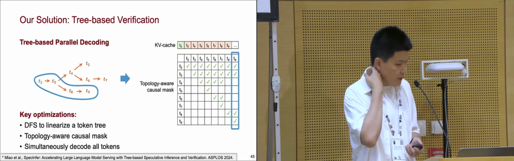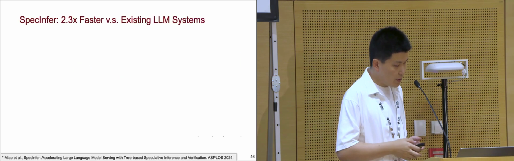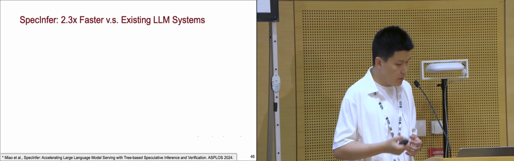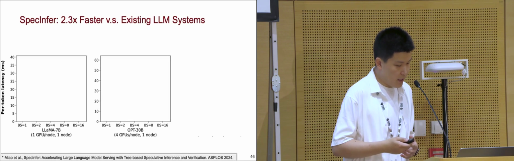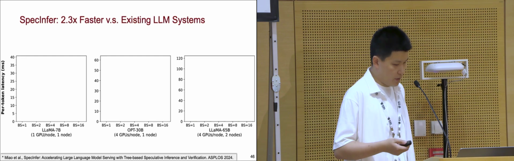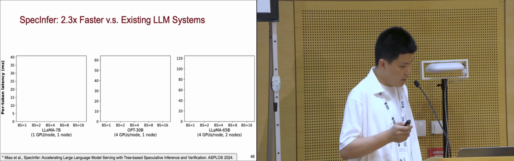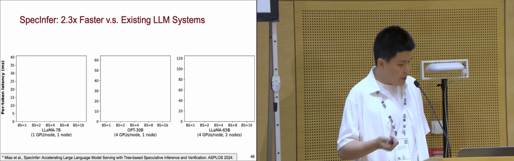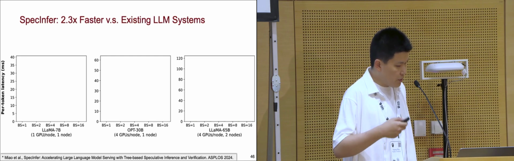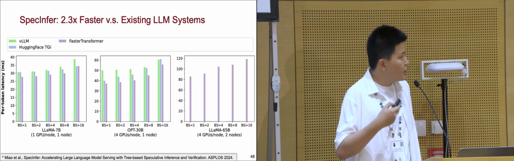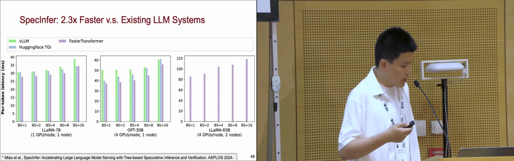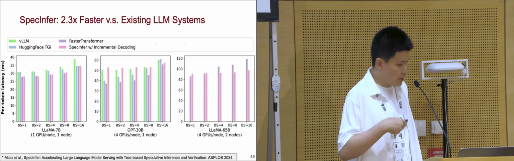So to do this more efficiently, we introduce a new operator called tree attention. This operator takes a tree of speculative tokens as input and produces an output that is equivalent to running attention using the original autoregressive decoding approach. The key optimization here is, first, we use a depth-first search to linearize the token tree, and we will not store all the redundant key-value cache of these tokens.